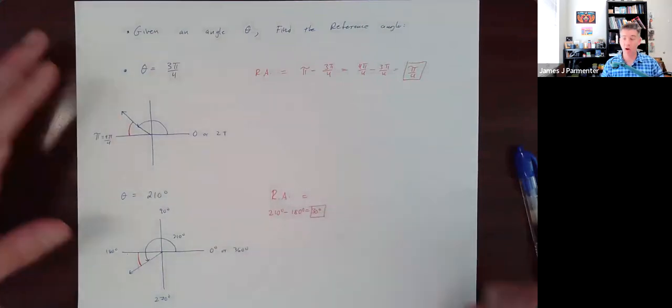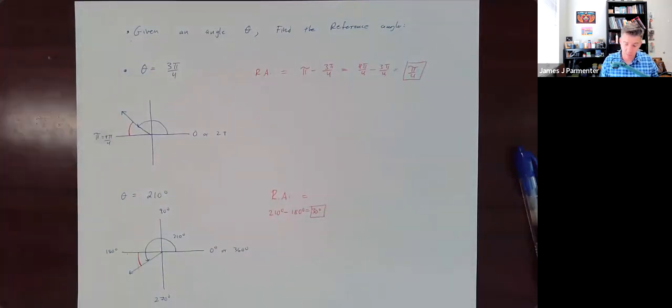If you ever subtract in the wrong order, you'll get a negative angle, which we know a reference angle can't be, because the reference angle has to be an acute angle, which must be positive.